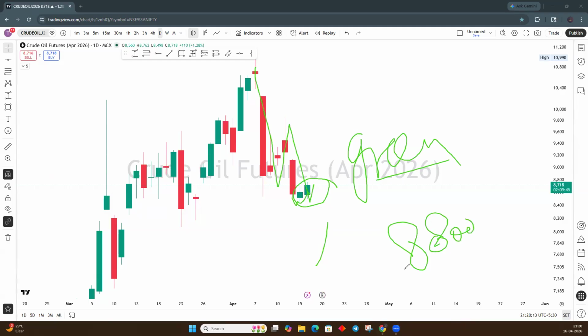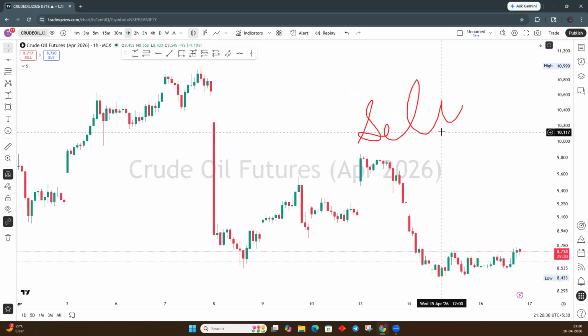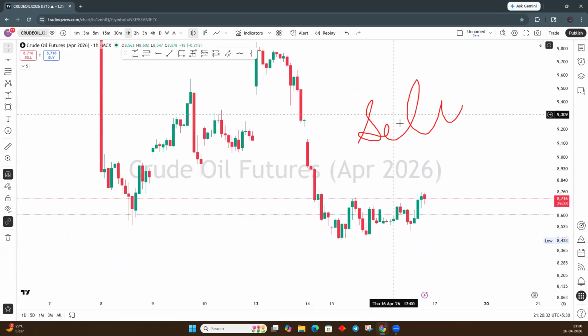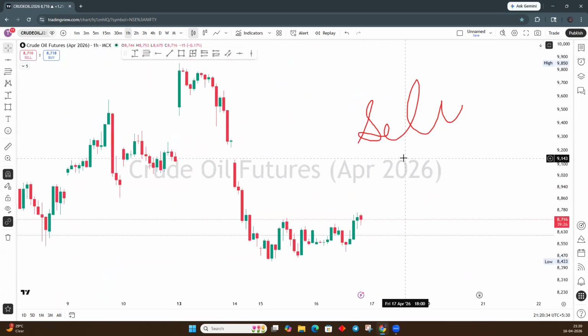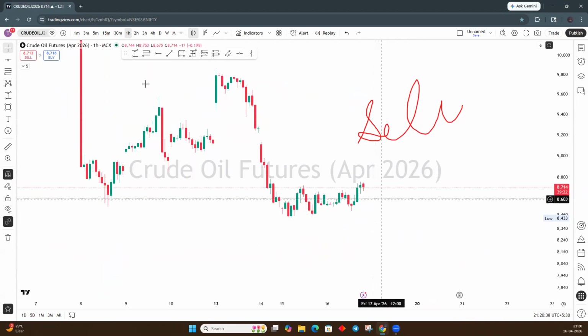which can take it up to 8800 to 9000. Okay, this can be the resistance area because the crude trend is currently bearish, and you have to wait for the market for a sell on rise in crude. For that, any bearish closing on the 1 hour time frame should trigger a downfall in crude oil, regardless of bullish signals.